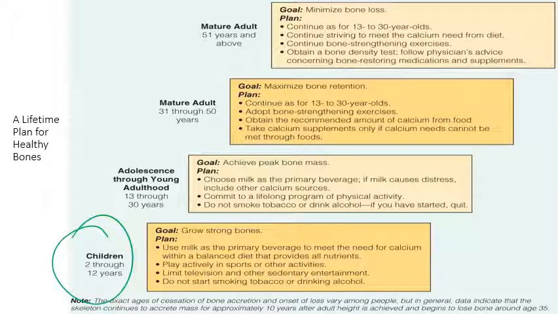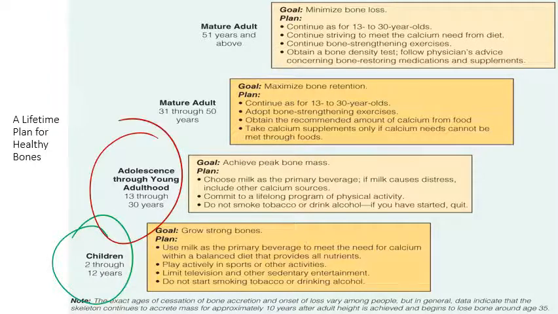Children 2 through 12 years old. The goal is to grow strong bones. The plan is to use milk as the primary beverage to meet the needs for calcium with a balanced diet that provides all nutrients. Play actively in sports and other activities. Limit television and other sedentary entertainment. Do not start smoking tobacco or drinking alcohol.